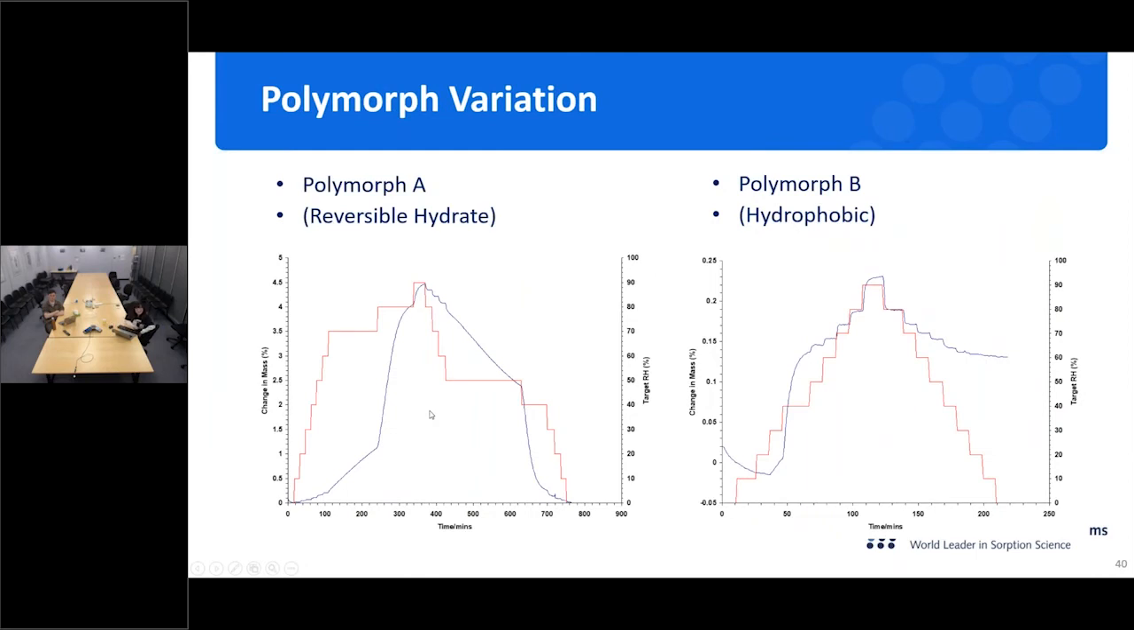And the last slide here shows that we can also determine the variation in polymorph. Maybe the same sample gives different water sorption behavior for different polymorphs. Polymorph A has high uptake, about 4.5% change in mass at the 90% stage, and it shows reversible hydrate formation at 70 and 80% RH. Polymorph B has lower uptake, less than 0.2%, only surface sorption of water, indicating some hydrophobic behavior of this polymorph. So with the DVS technique, just by comparing the water isotherms of different polymorphs, we can identify which polymorph is present in the material of interest.